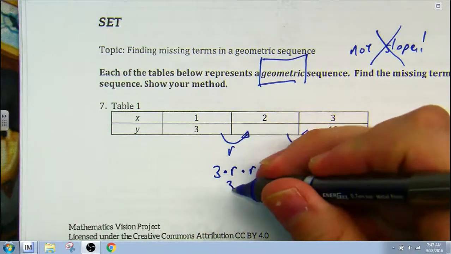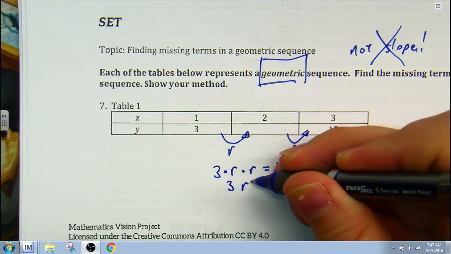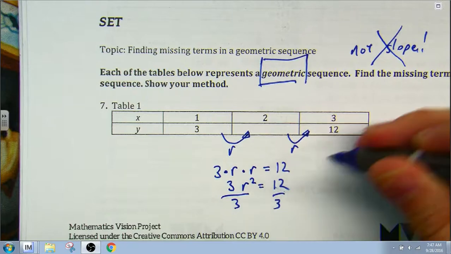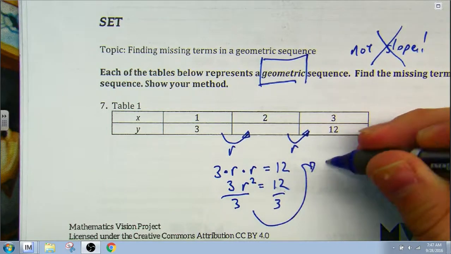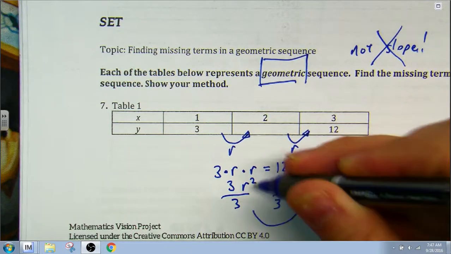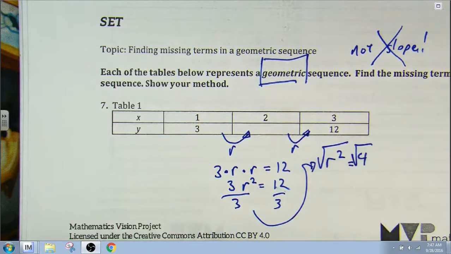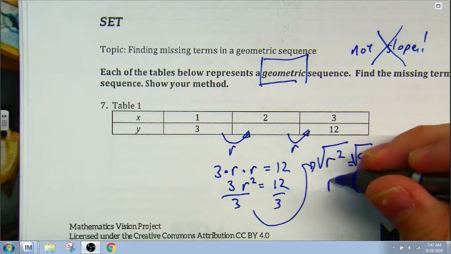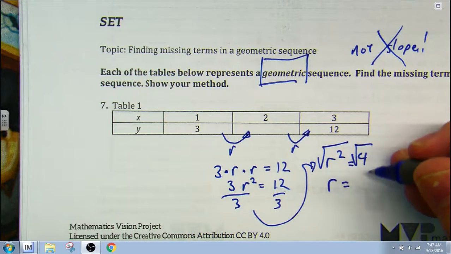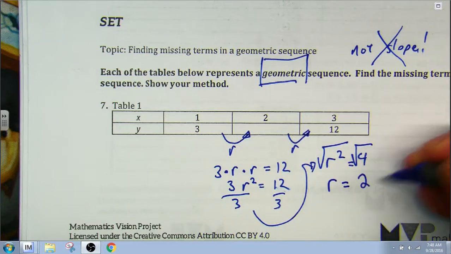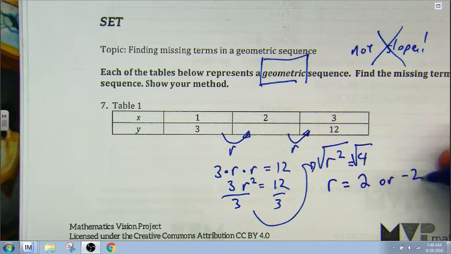So I know that 3r squared equals 12. So if I divide by 3, I'm just going to move it over here, r squared equals 12 divided by 3, which is 4. So now I have to square root both sides, and r equals the square root of 4. So what number times itself is 4? I know that is 2. And in fact, it's not only 2, it could be 2 or negative 2.